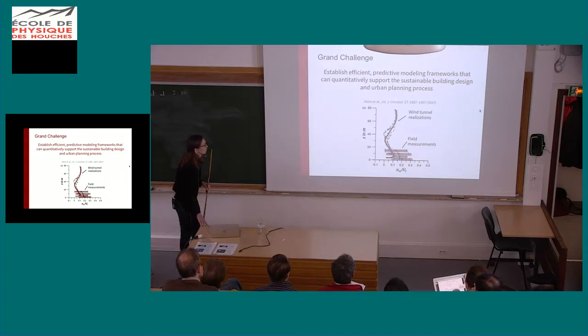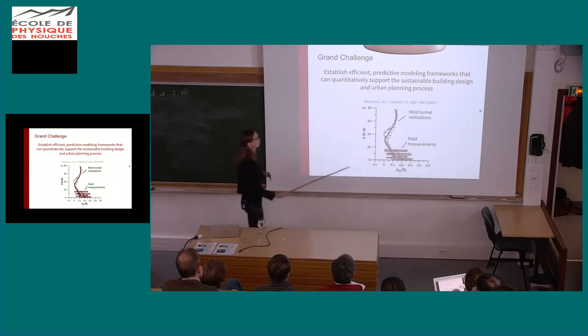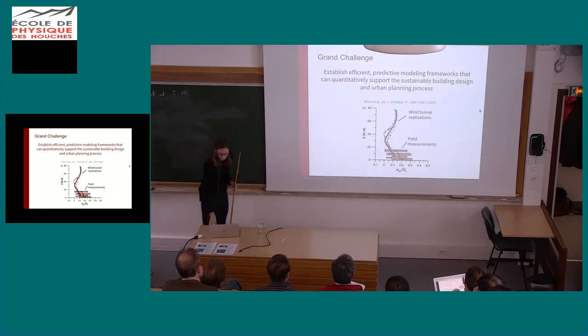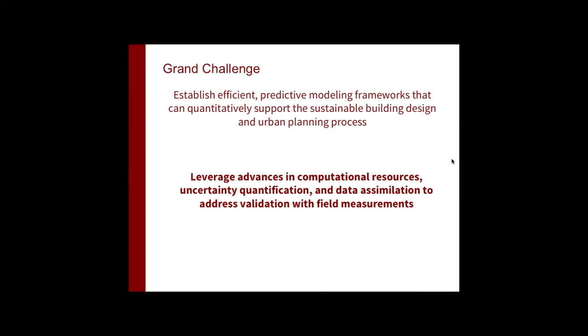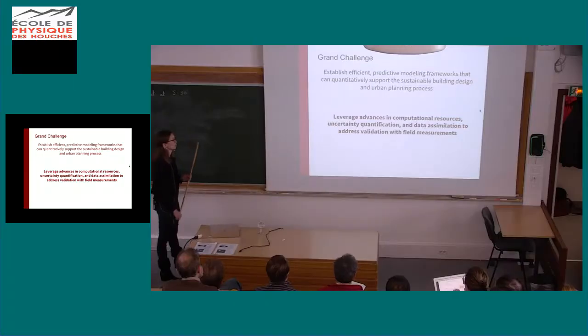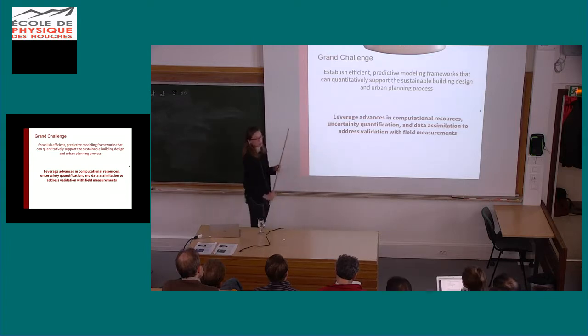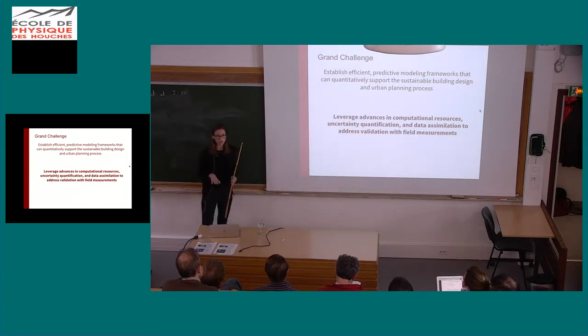So the point that I would like to make is that maybe what we should be doing is try to reproduce these field measurements, including the variability that you see in the field. In order to do that, I think we should leverage advances in computational resources, uncertainty quantification, and data assimilation so that we can actually address validation with field measurements. To me, uncertainty quantification has really been the starting point, so I'm mainly going to focus on that. I'll show you some new research we've been doing on data assimilation at the end as well.